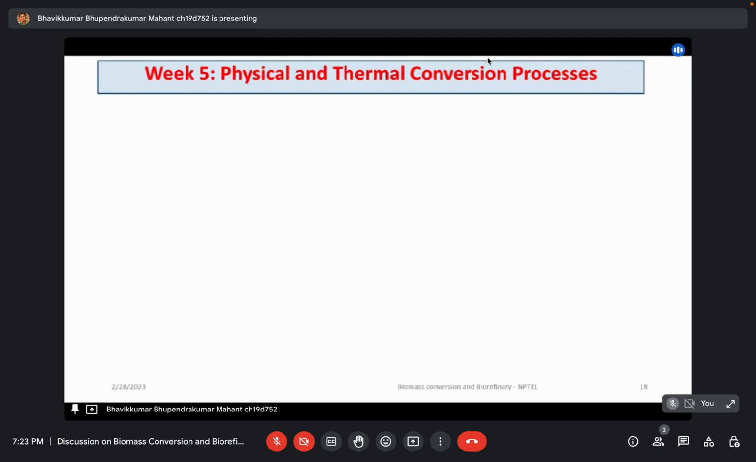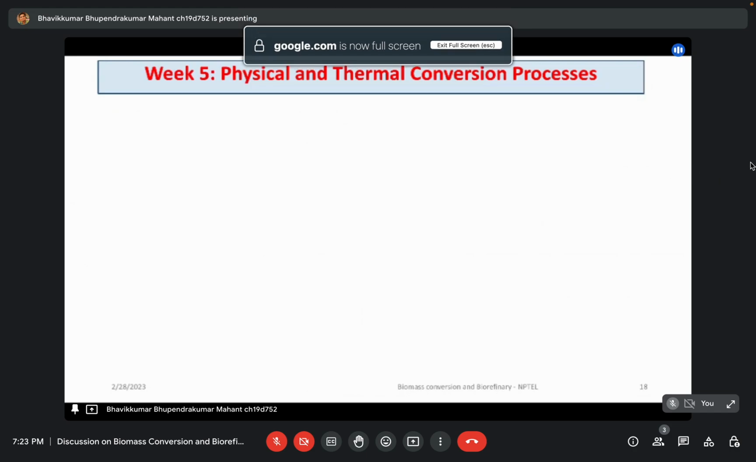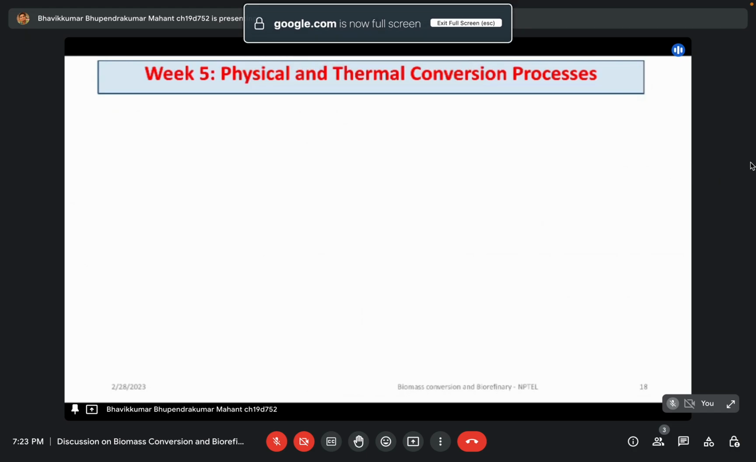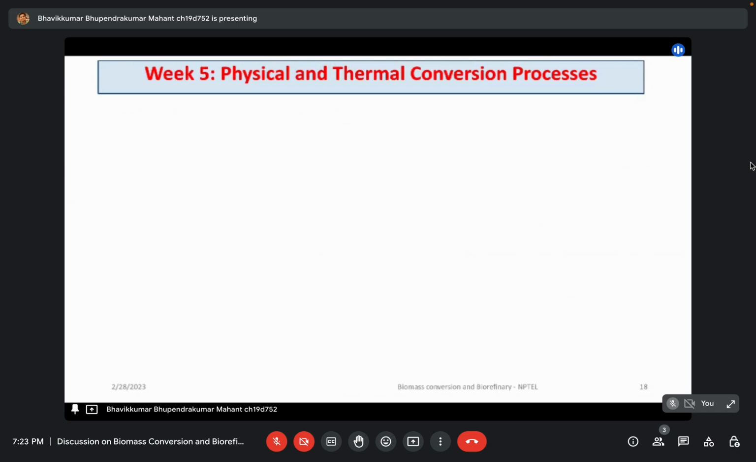So basically we started with understanding the biomass. In the first chapter we understood the worldwide scenario. In the second chapter we understood the biomass: what the properties of biomass are, what the sources of the biomass are, and what the characteristics of the biomass are. In the third chapter we went to the biorefinery, how we can utilize this biomass and how we get the products out of it.